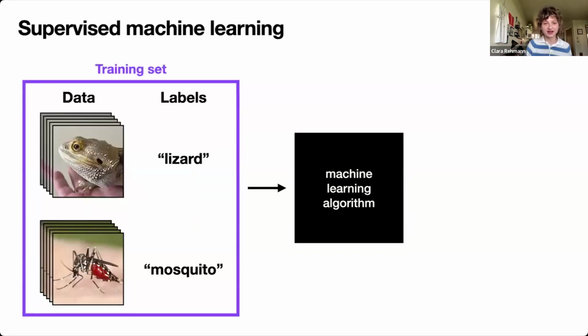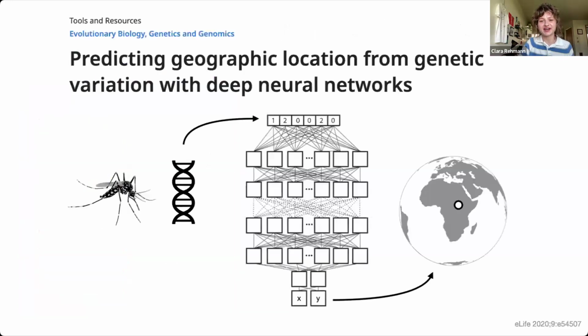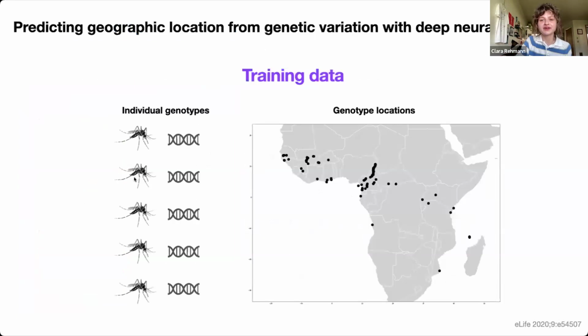And this method is really useful for biology. So in this example, our data were images, but you can imagine replacing those with something like genotypes, or perhaps even using genotypes that represent certain evolutionary scenarios. So this is a really powerful method, and there are a ton of examples and papers about different ways that you can apply this. Today, I'm going to talk about a method called locator, that predicts a geographic location from a genotype input.